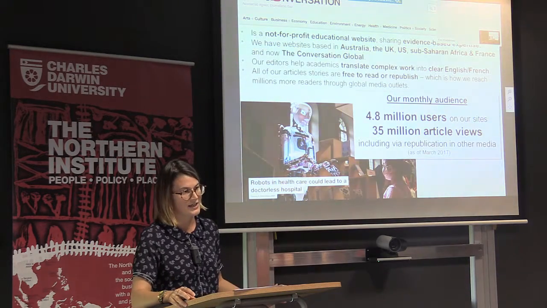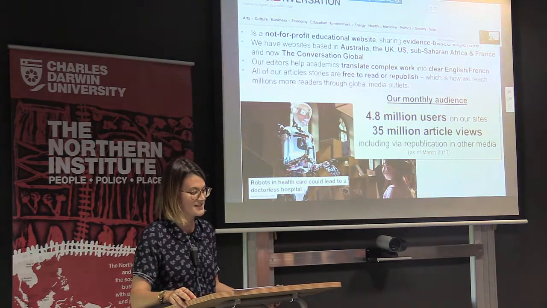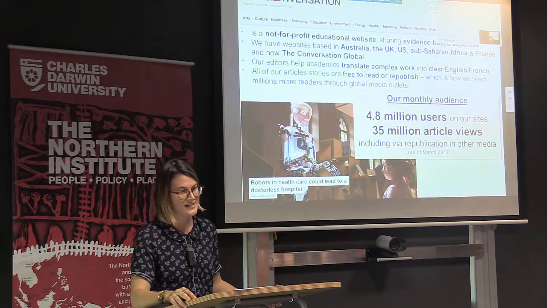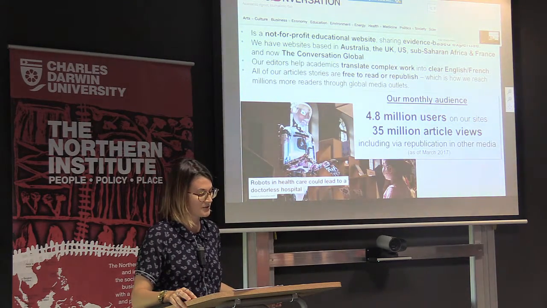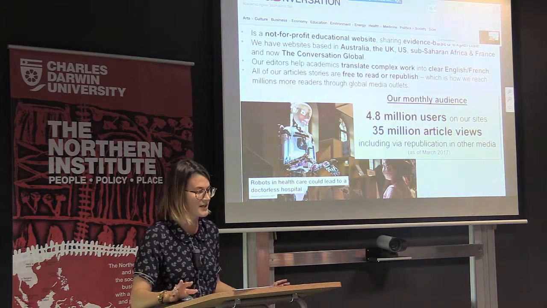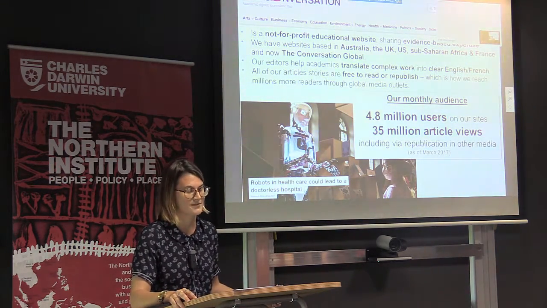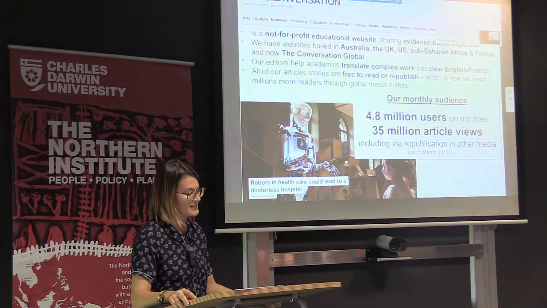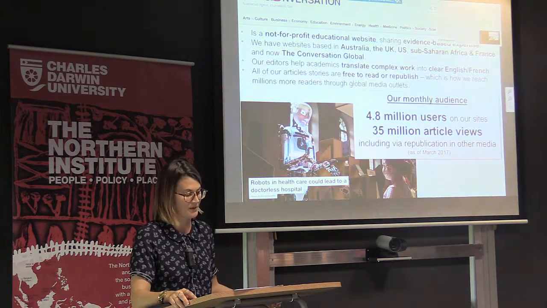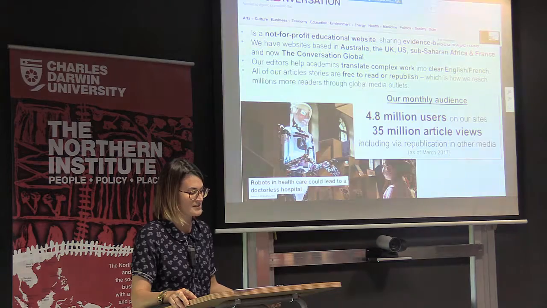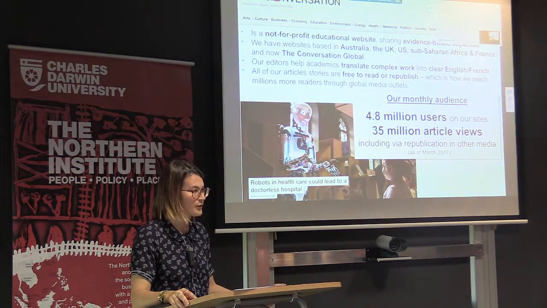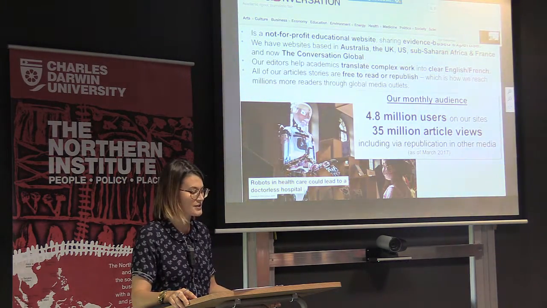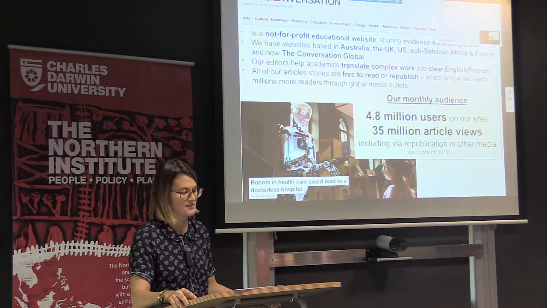We started off in Australia around 6 years ago, and we now have sites in 4 other countries around the world, including the UK, the US, South Africa, and France. We're also launching a site in Canada, and we have a few others in the pipeline, which could be launching in the next year. The Conversation operates in 2 languages, English and French, and all of our articles are free to read or republish, which is how we reach millions more readers through the global media outlets. Around 4.8 million people read our articles on The Conversation each month, and this grows to about 35 million through republications.